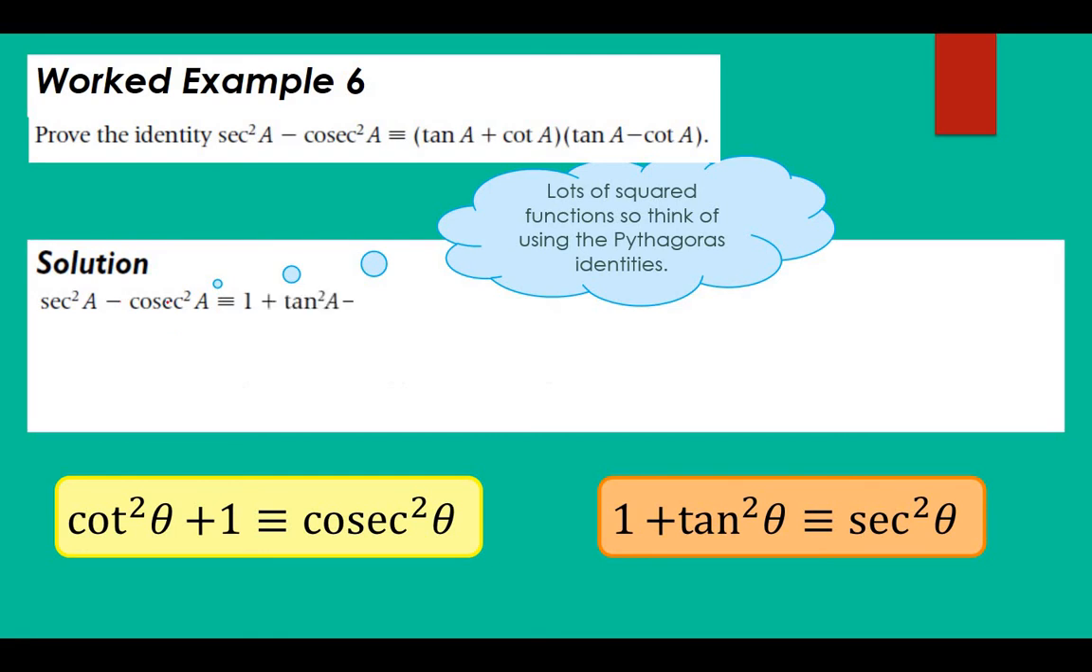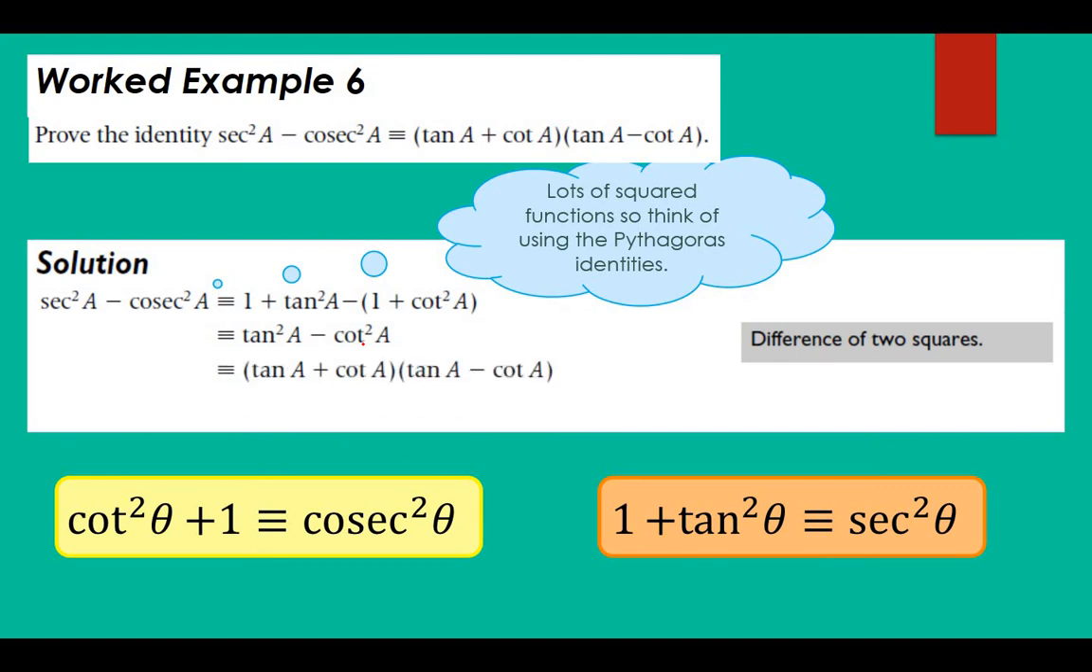We're subtracting, so we need to be careful and use brackets, and then we can simplify that. 1 take away 1 disappears. Right, now you should recognise that this is a difference of squares. We can factorise it, and we end up with exactly what we required on the right hand side.